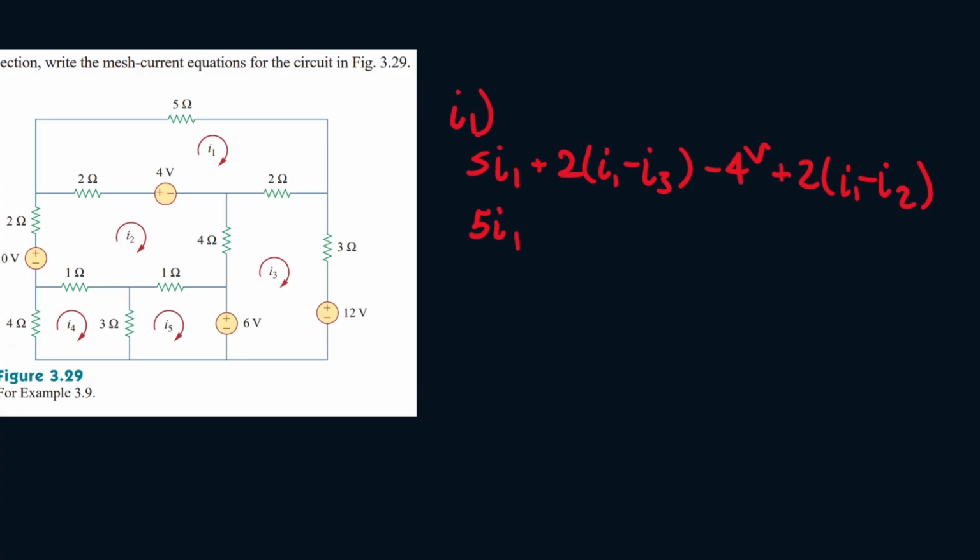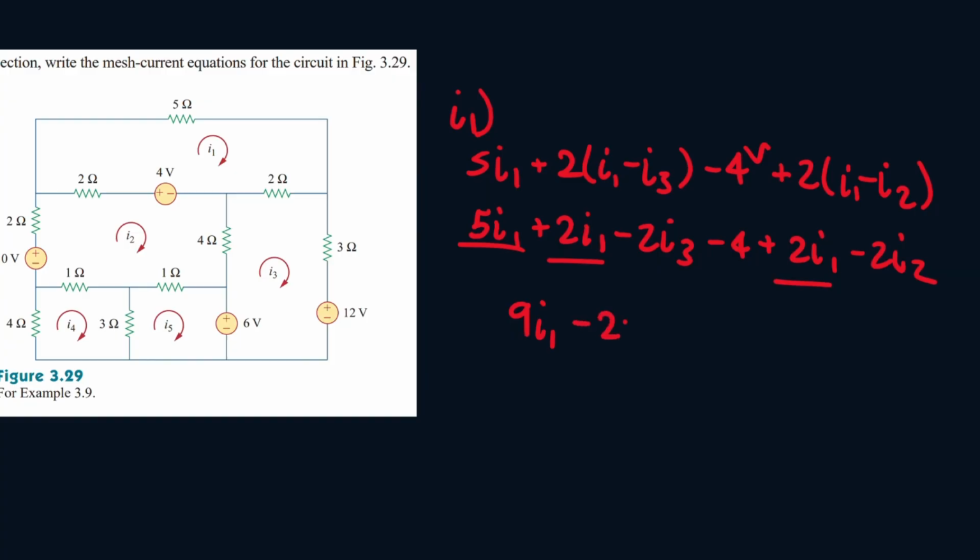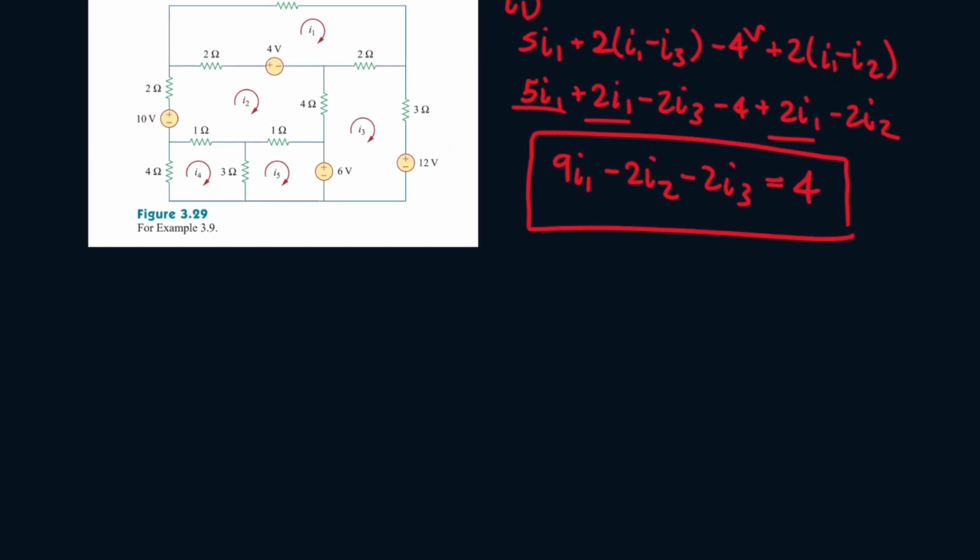Let's FOIL this out. So it'll be 2I1 minus 2I3 minus 4 plus 2I1 minus 2I2. And let's collect like terms. So 5, 7, 9. So 9I1 minus 2I2 minus 2I3. And let's bring the 4 to the other side. So it'll be equal to 4. So this is our first equation done.